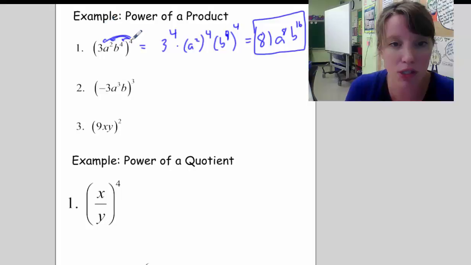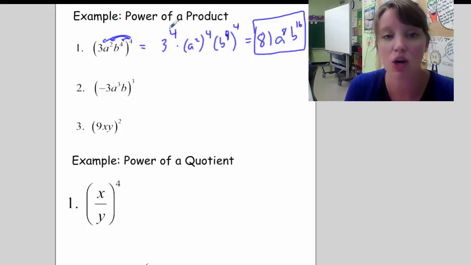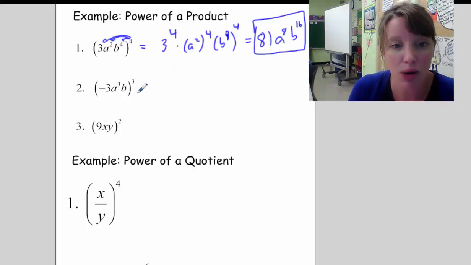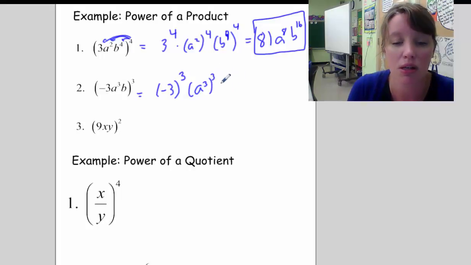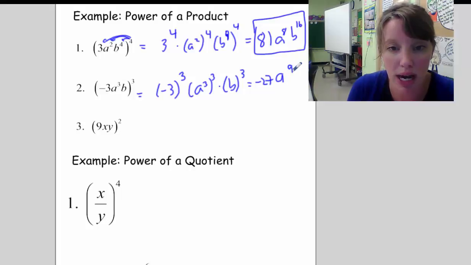So the first thing you do when you're raising a monomial to a power is write all the factors separately raised to that power. Likewise here we have negative 3, careful to put it in parentheses, negative 3 cubed times a cubed cubed times b cubed. Now this would be negative 27, a to the 9th and b to the 3rd. That's application of the power of a product rule.